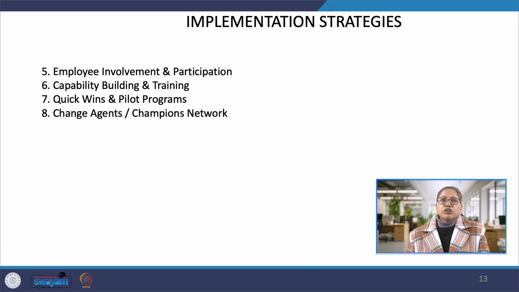Employee participation in design and implementation. If you have employee participation in the design and implementation of change, there will be less resistance because they have voiced their concerns, their participation is there, their consent is there in designing the change process.